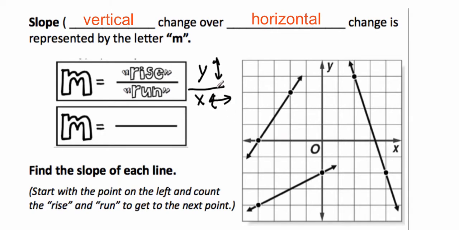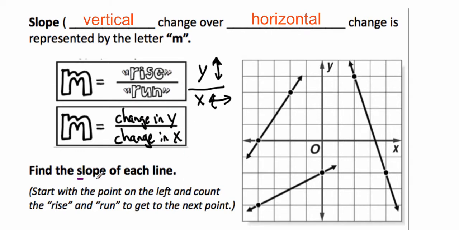So the easiest way to remember it is the little phrase, rise over run. And then the letter m is always used to represent slope. So m, or slope, is how much did it rise over how much did it run. So it's the change in the y value over the change in the x values. And that's really all it is. It's just how much did it change.